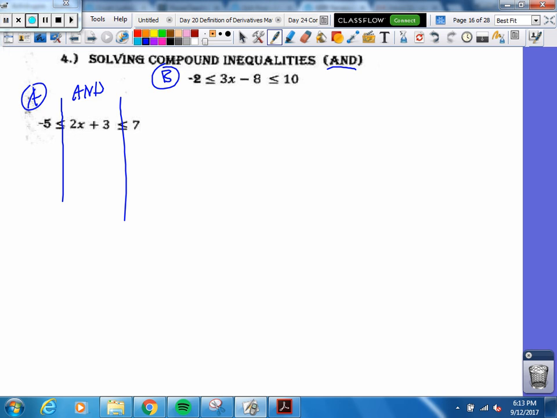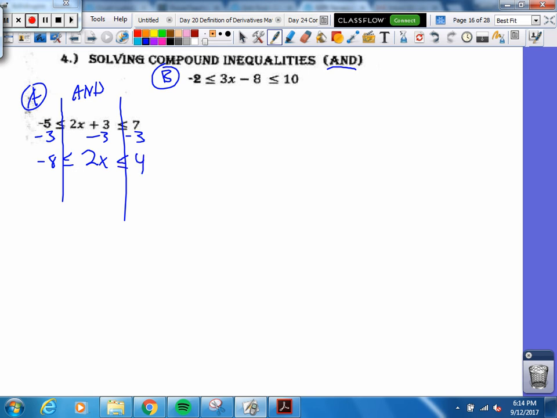So I'm going to solve this normally for x. I'm going to subtract 3, but I'm also going to subtract 3 right here. So I'm subtracting 3 on all the sides. So -5 minus 3 is -8. Write this in your notes. You need to have this for the test on Friday. -8 is less than or equal to 2x, less than or equal to 4.